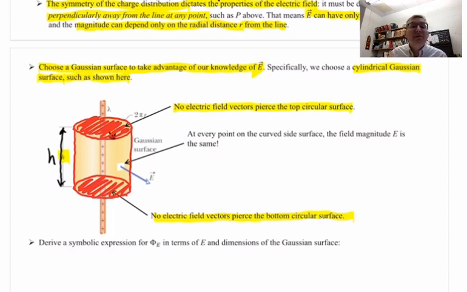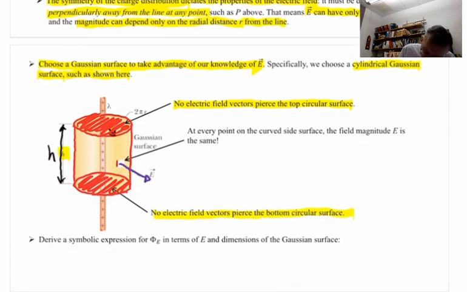Where I get piercing of the Gaussian surface from the electric field is on the curved side. And in fact, the picture here shows an example of that piercing with an electric field vector E piercing a little patch dA there on the curved side. So we get piercing of the electric field vector through the Gaussian surface on the curved side only.